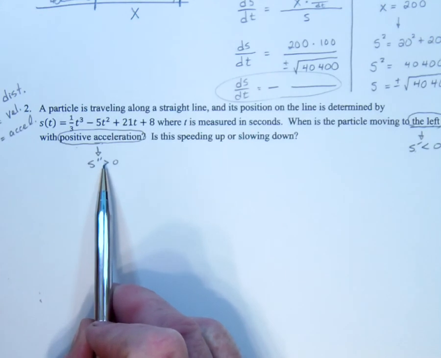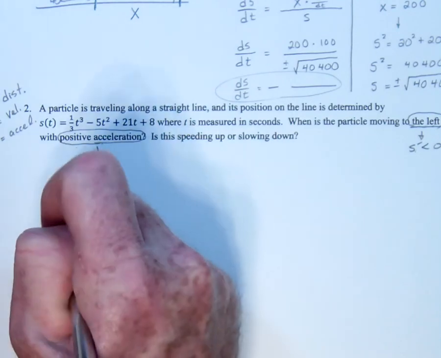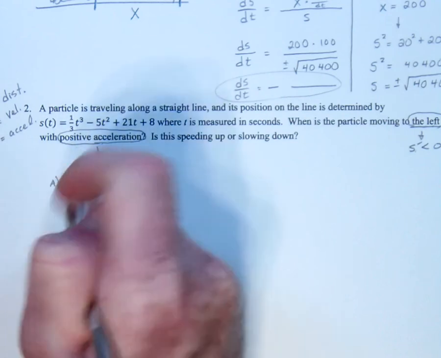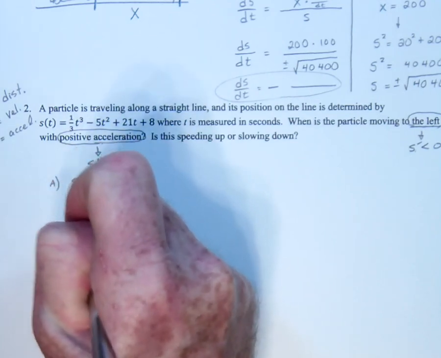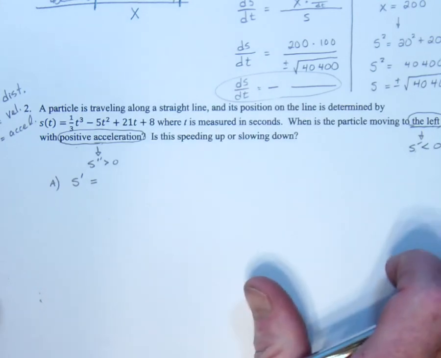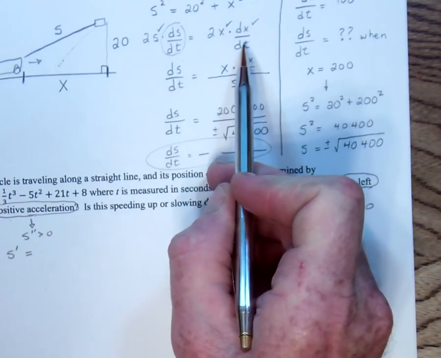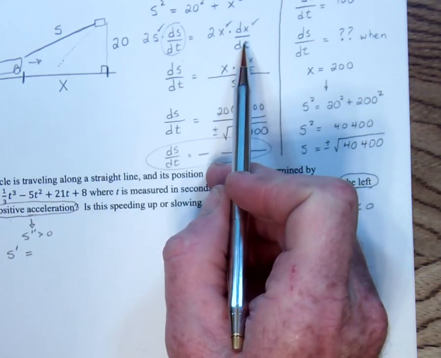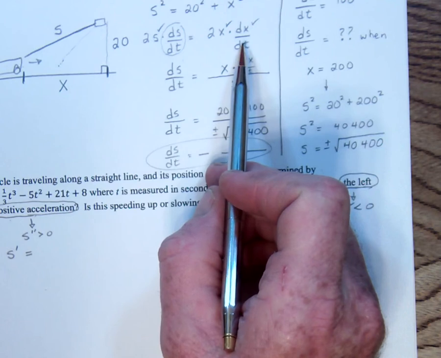Then we need to take the first derivative, find out when is that negative. So I'm going to call that part A. The first derivative, and you could call it ds dt, or you could call it s prime for short. Just like over here, I could have called this dx dt, or I could have called it x prime for short.